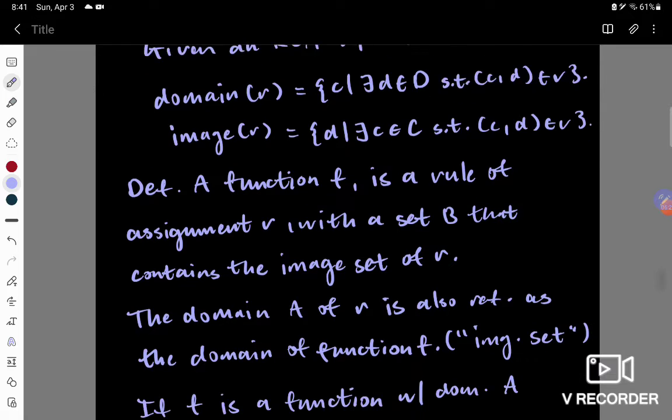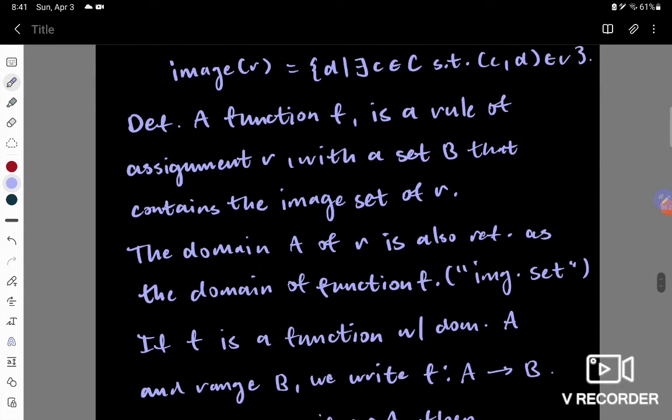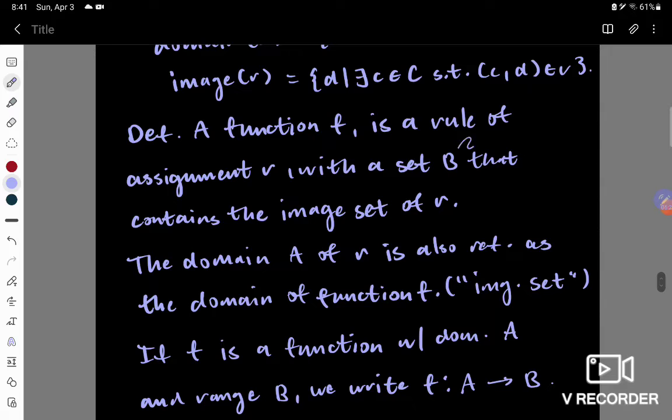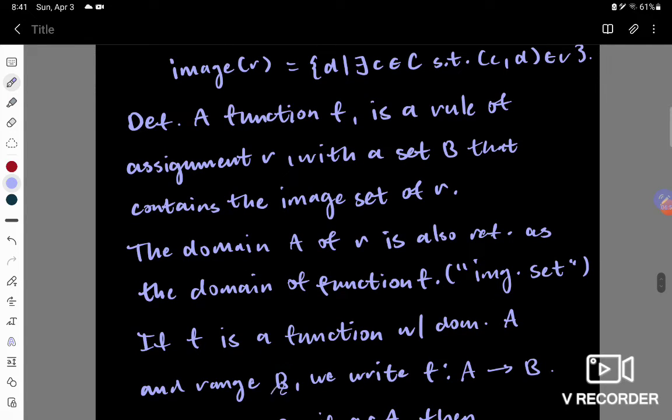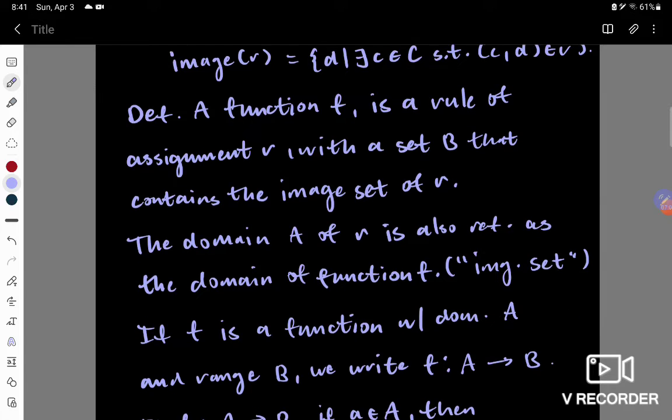Now this container set B has another name, and there's some ambiguity, and there are some texts which actually use image and range differently, but we'll say image is all the points that f maps into, and the set B that contains the image set is the range. It's defined as the range. So if f is a function with domain A and range B, then we can write it as follows: f has domain A, and this arrow denotes the direction in which things are being mapped, from A to B.